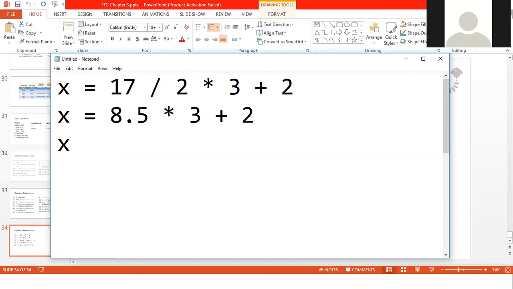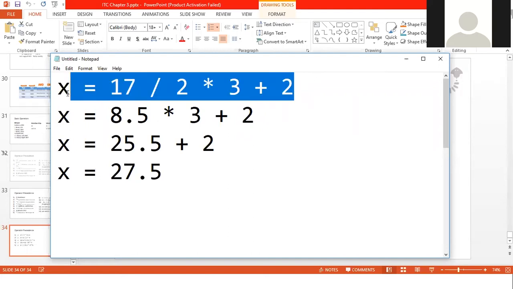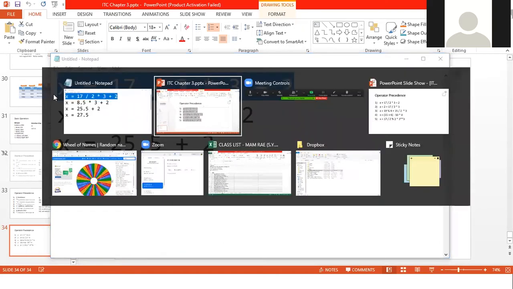Next, anong susunod nating operation? Multiplication po. 8.5 multiply by 3. And the answer is 25.5. 25.5 plus 2. Therefore, x is 27.5. Okay. That's how we solve it. Check nga natin kung ganyan din mag-solve si Python.